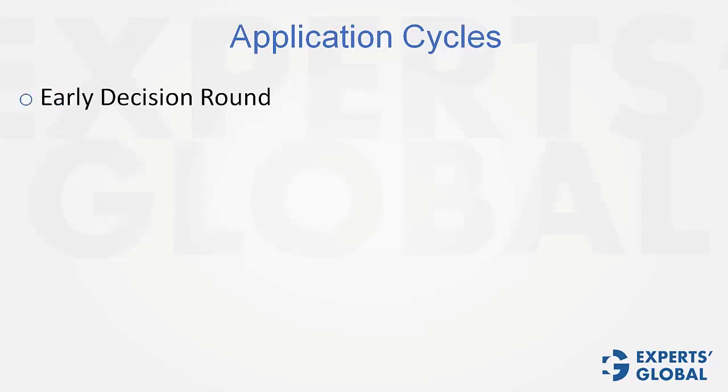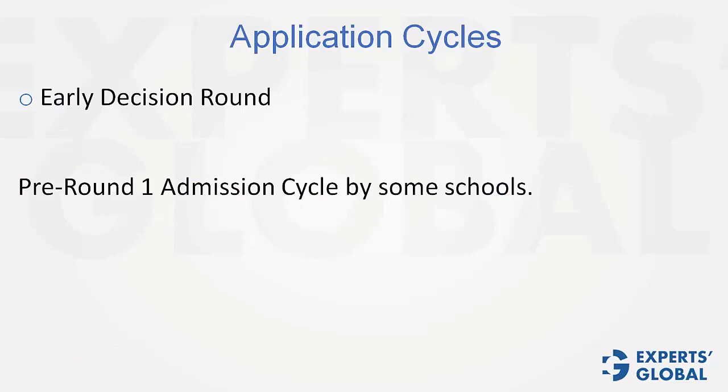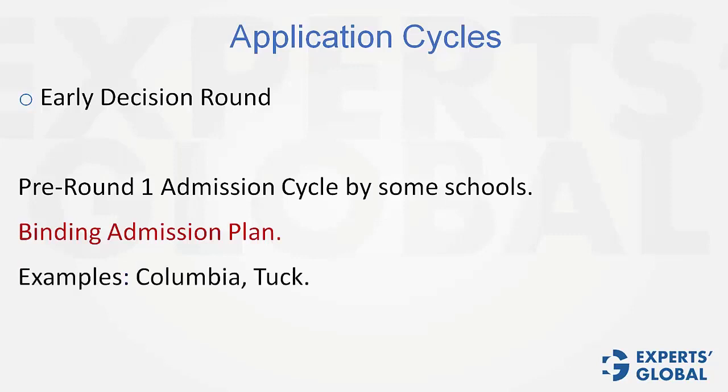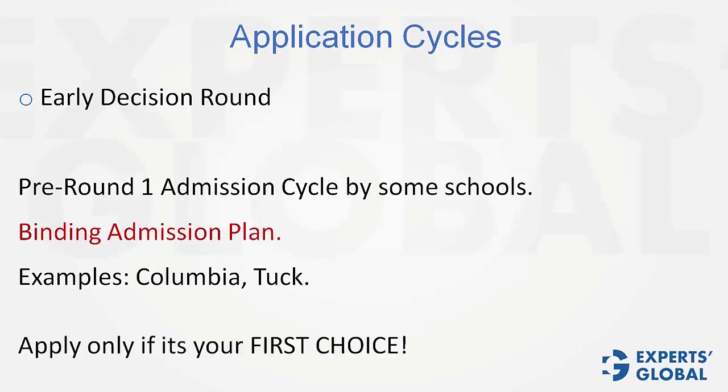A note on early decision round. This is a pre-Round 1 admission cycle by some schools. This has a binding admission plan. It means that if you apply in the early decision round and you are offered an admission, you must accept the offer, and you must withdraw your applications from all other schools that you may have applied to. Examples: Columbia, Tuck. They have an early decision round as well. The recommendation is that you must apply in the early decision round only if the school is your first choice.